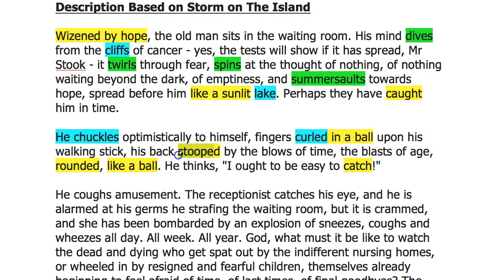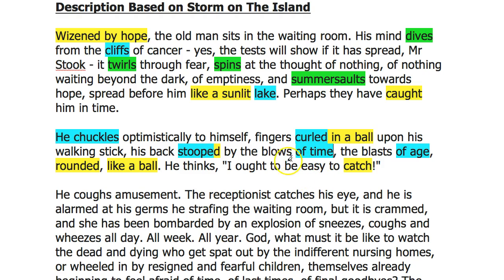Stooped is the same. And then we've got this idea of the abstract nouns again that I gave you with hope. So age is an abstract noun. You can't touch it or feel it. And so is time. And then I've got another technique going on here.